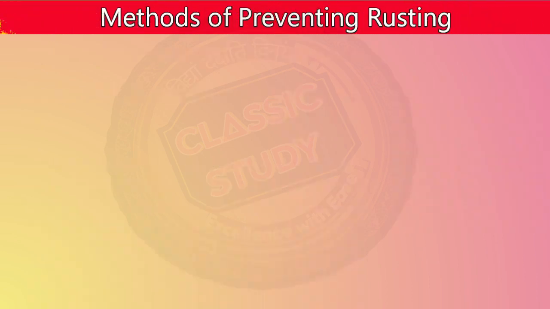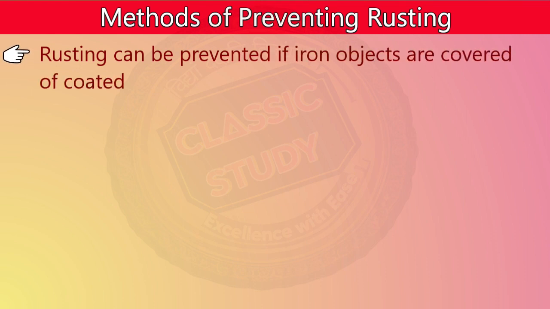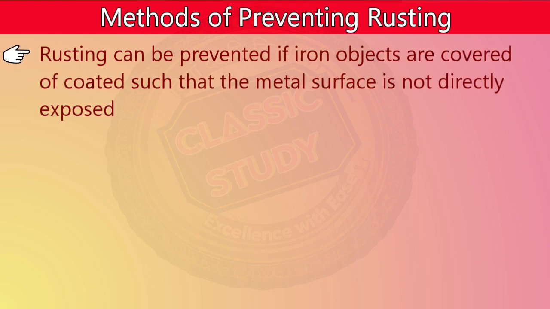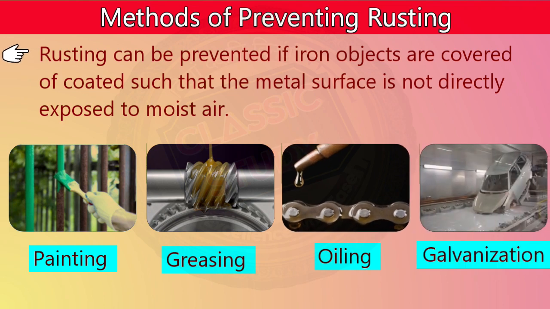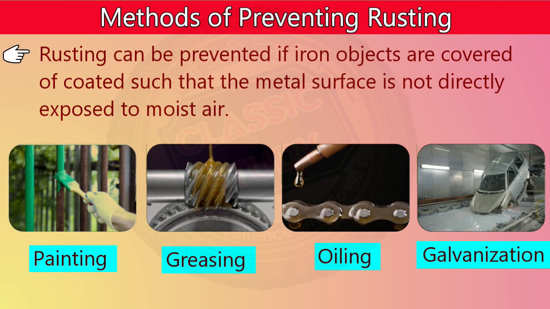Methods of preventing rusting. Rusting can be prevented by applying a coat on the metal surface so that iron is not exposed to the atmospheric components directly. So we can go for painting, greasing, oiling or galvanization. Galvanization is coating a surface with zinc. These create a coat on the surface of the metal and prevent it from coming in contact with air.